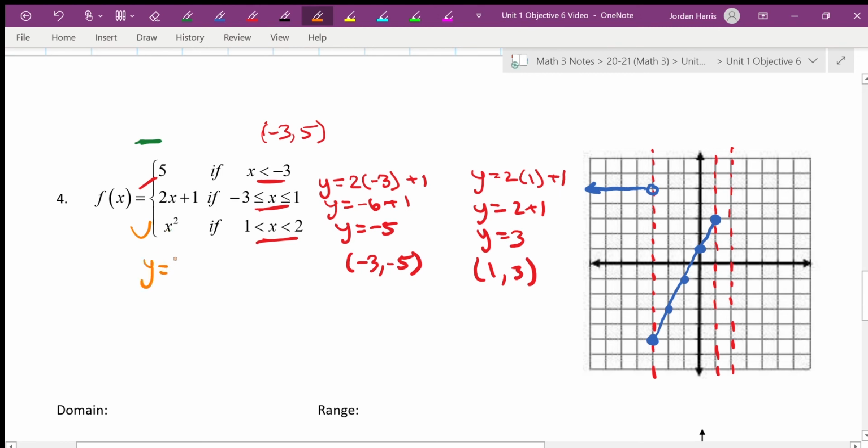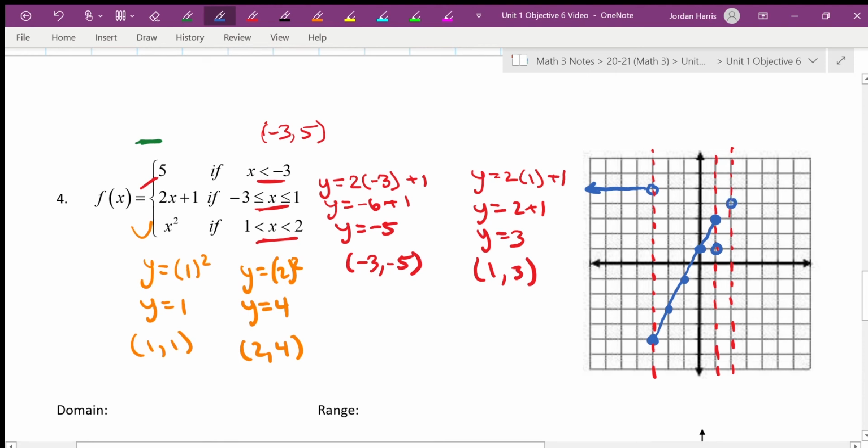I do need to plug in. So I have (1, 1). And I have (2, 4). Okay. These are both holes now. So (1, 1) is a hole. And (2, 4) is a hole.